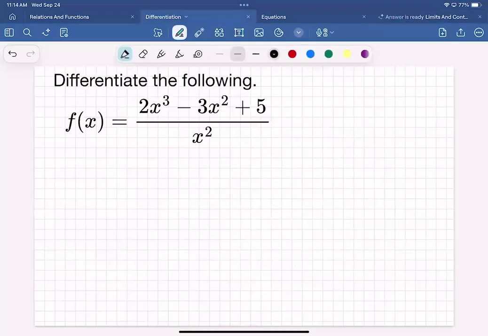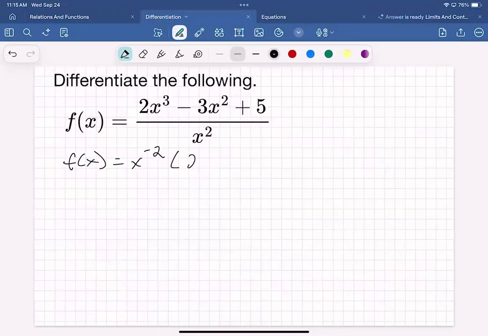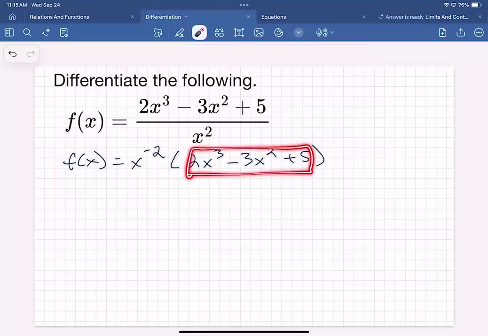Now, with that said, then the way that we can handle this from a product rule's perspective is to say, hey, I can rewrite this as x to the negative 2 as an exponent times 2x cubed minus 3x squared plus 5. But what did I put around the numerator? What did I put around this statement to make sure to show I'm... parentheses, right? So I didn't get rid of the fraction. We just rewrote it. Everyone follow me on that?